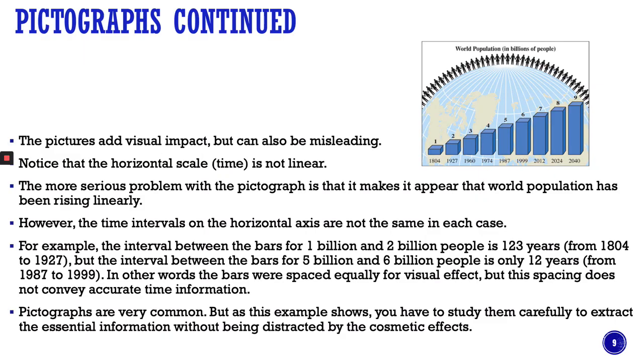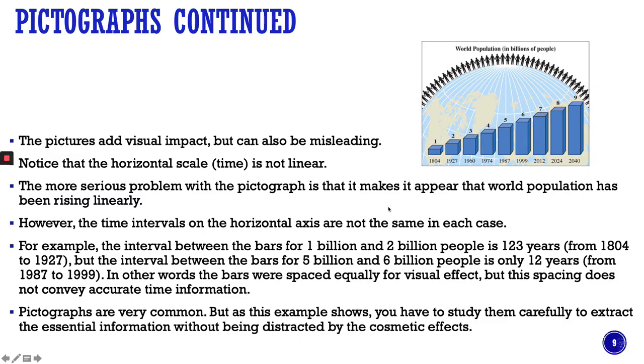Notice that the horizontal scale, time, is not linear. So if you notice here, it's not going in increments that are exactly the same. We jump from 1804 to 1927. That's 123 years. And then we go 47 years to get up to 1960, and then only 14 years to 74, then 13, and then 12, and then 13, and 12, and then 16.